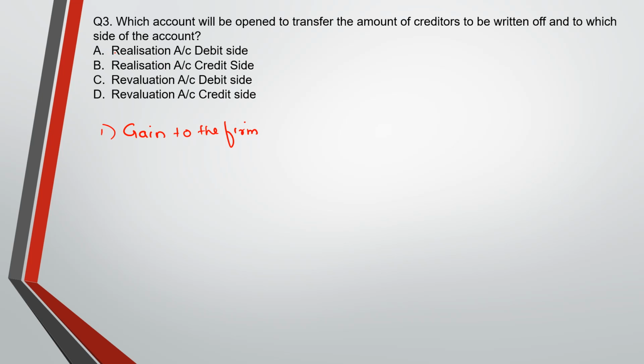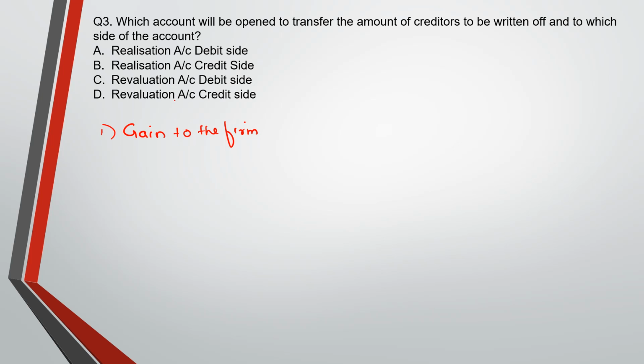Now, whether we are going to use realization account or revaluation account: when there is a change in the profit sharing ratio or there is admission of a partner, we use revaluation account. We revalue the assets and liabilities to their current figures. Realization account is when we are closing down the firm. In case of dissolution of the firm, when we are going to dispose of the assets and pay off the liabilities, we use realization account. So from that, immediately these two options are cut out.